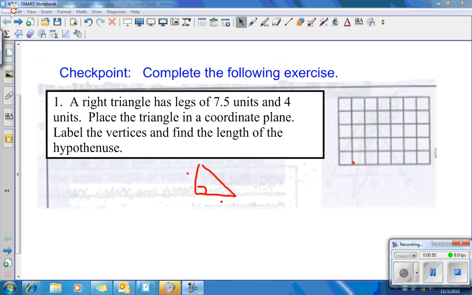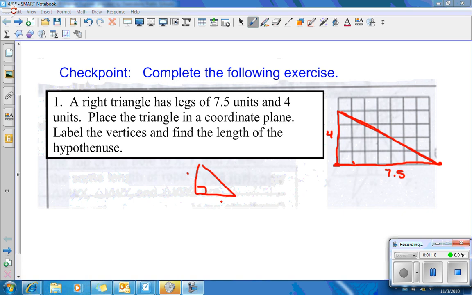Okay, so we're going to line it up. Here's going to be my vertex with my right angle. And I'm going to go up 1, 2, 3, 4 places and over 7.5. Now this is 7, and I need to go just halfway over. And I've got 7.5. And then I'm going to connect the two ends, or the two legs, together to make my right triangle.